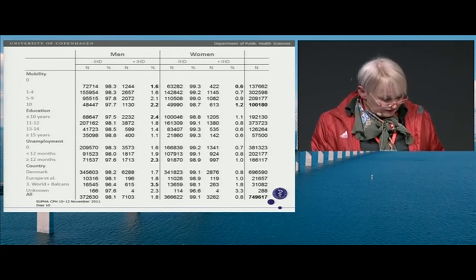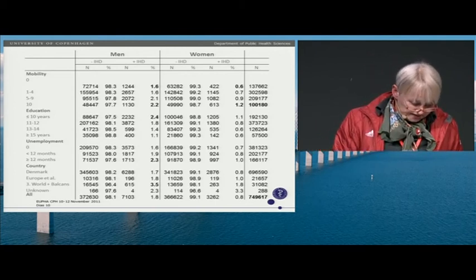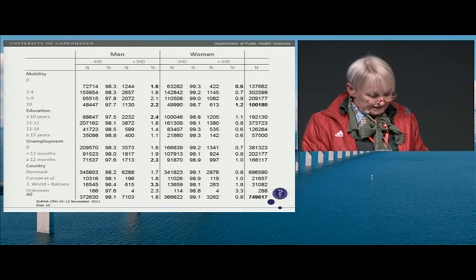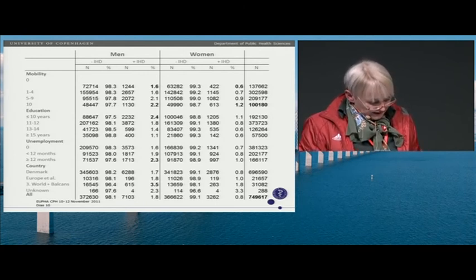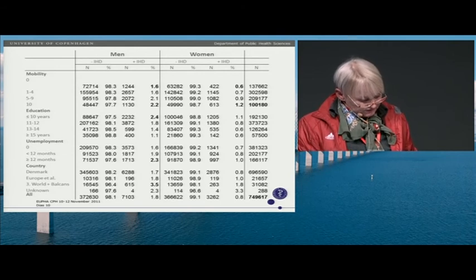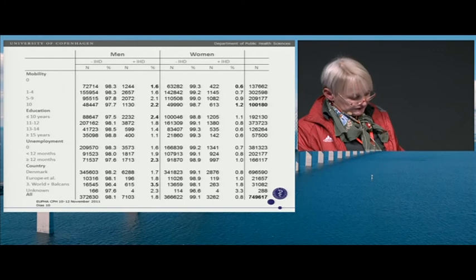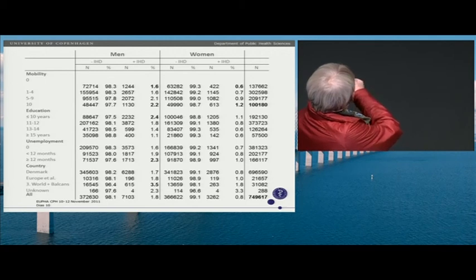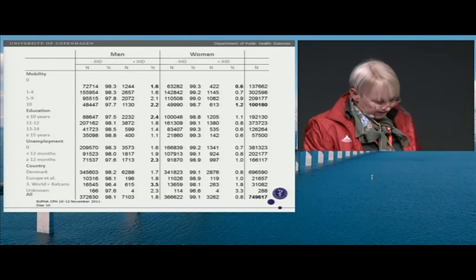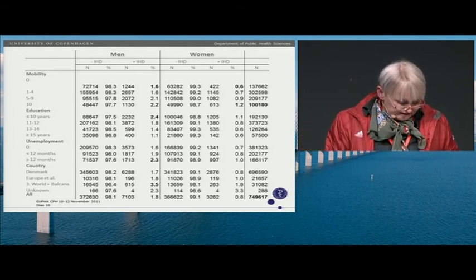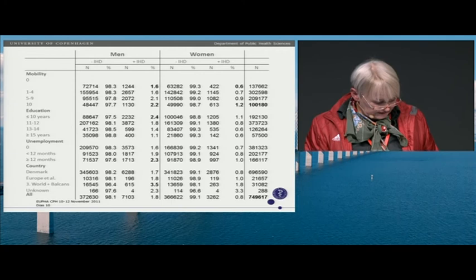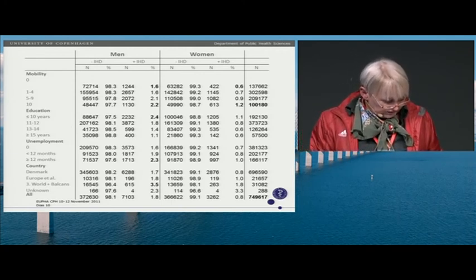The distributions on mobility, education, unemployment, and country of origin all show a graduated relationship to ischemic heart disease. For instance, 1.6% males had zero mobility were registered with ischemic heart disease as compared to 2.2% of persons with maximum mobility. 1.6 and 2.2. Same picture is seen in women to the right. And for each of the confounder variables as well: low education, a high proportion of ischemic heart disease.